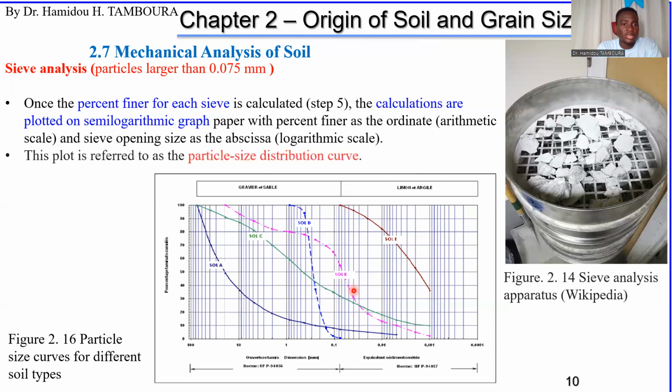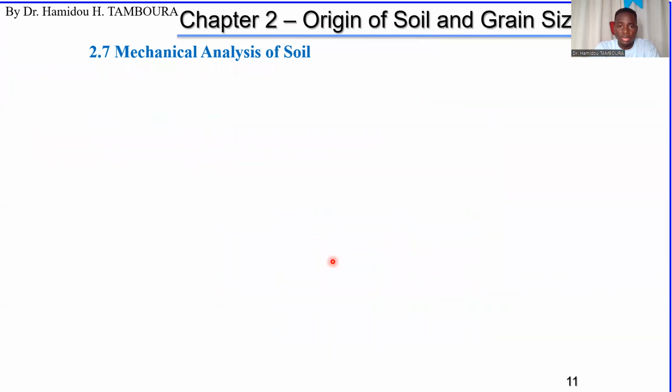So this plot, this graph, we call it a particle size distribution curve in soil mechanics and geotechnics. So I think this is the end of the sieve analysis. Let's talk now in detail about the hydrometer analysis.